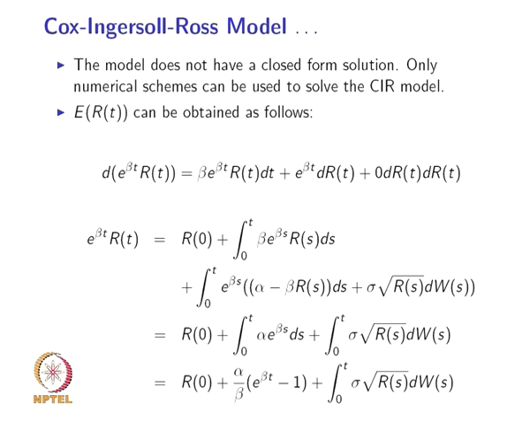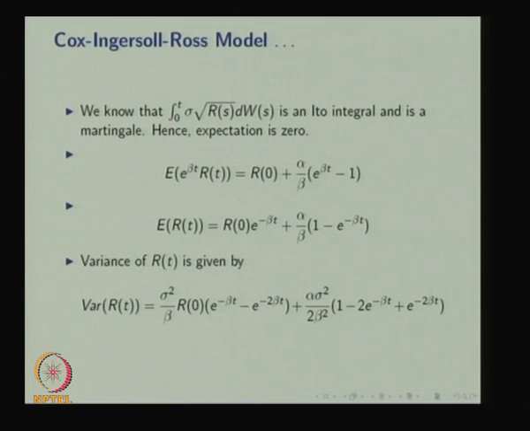Substitute, you can get the mean of... we know that. So basically, we should find the mean and variance of the Ito integral from 0 to t of sigma times square root of R of s dWs.